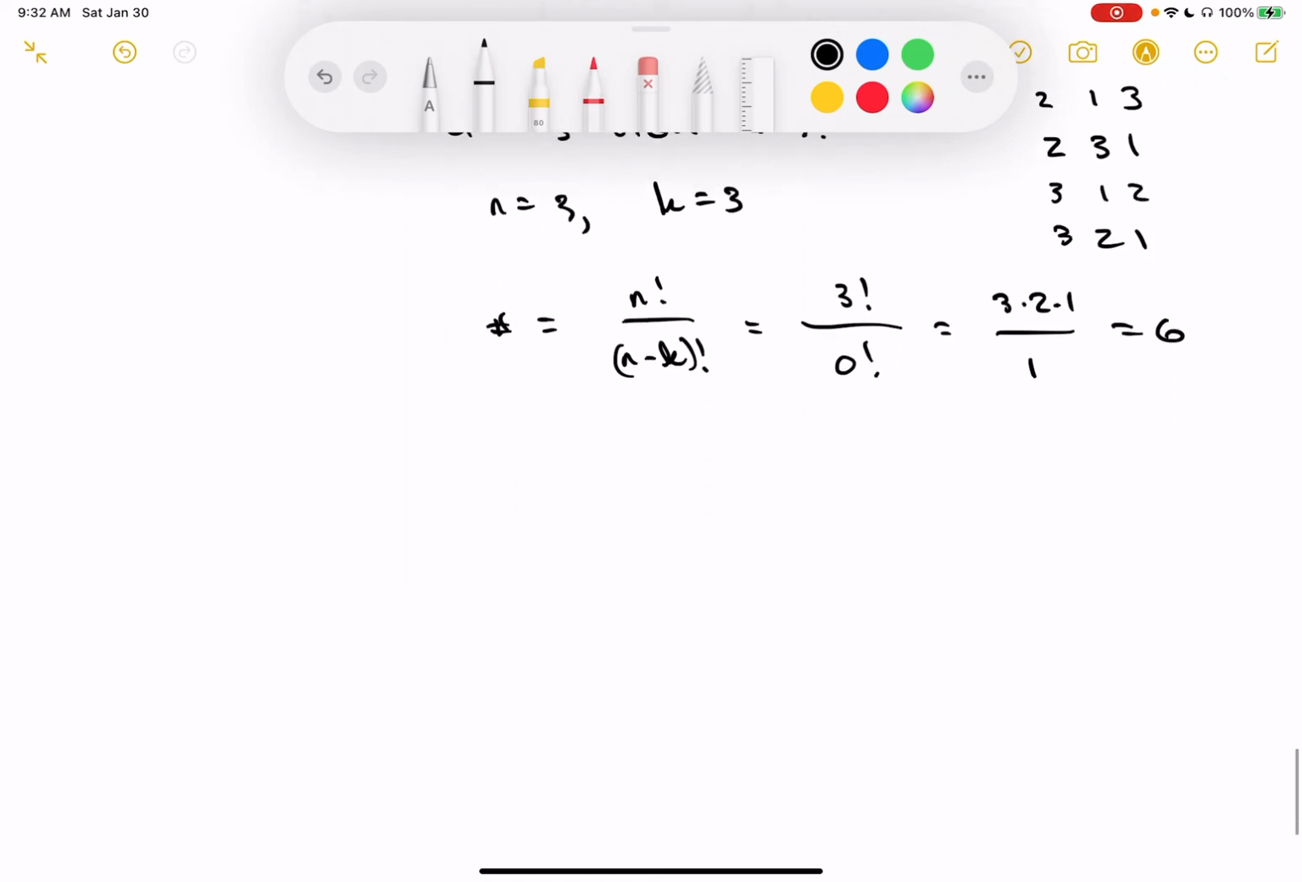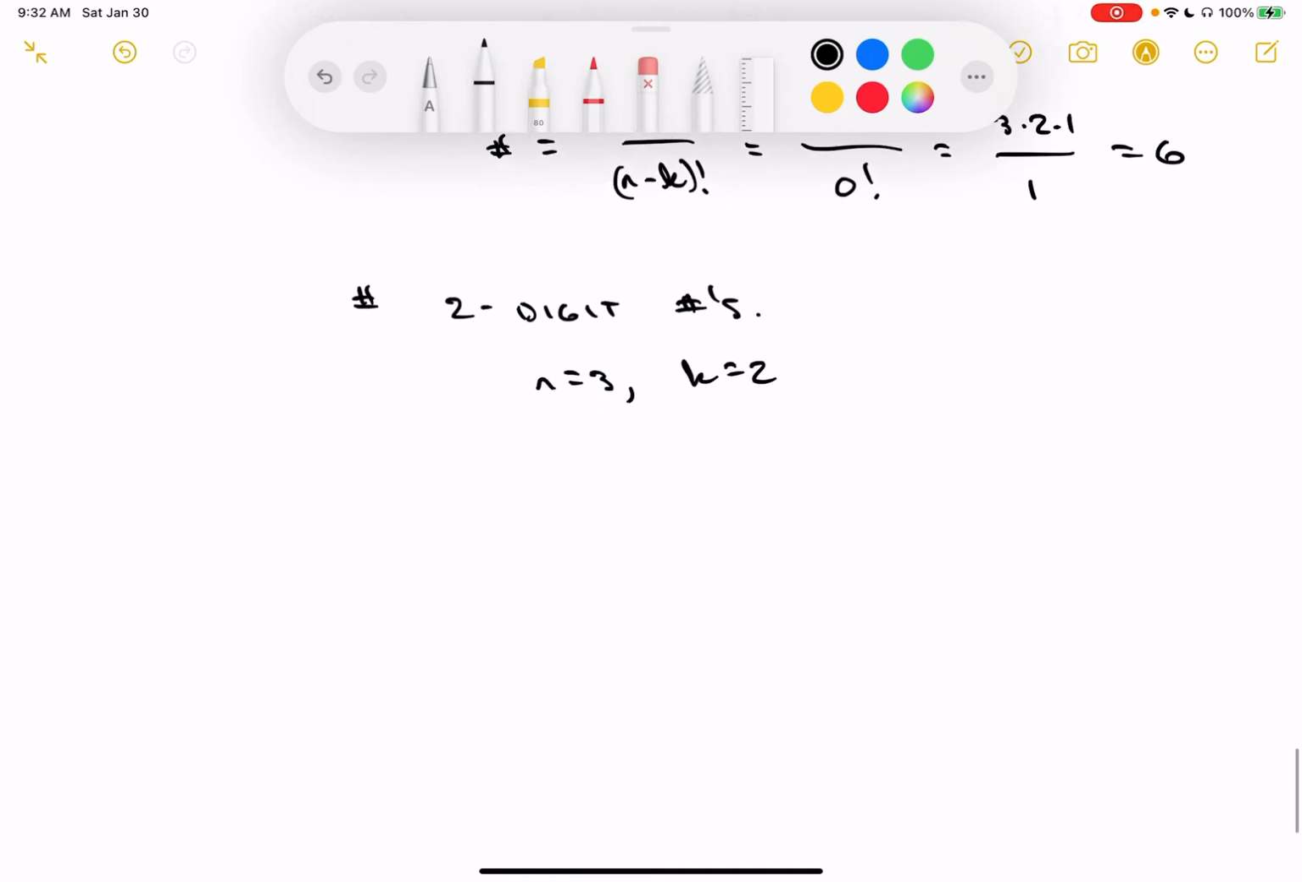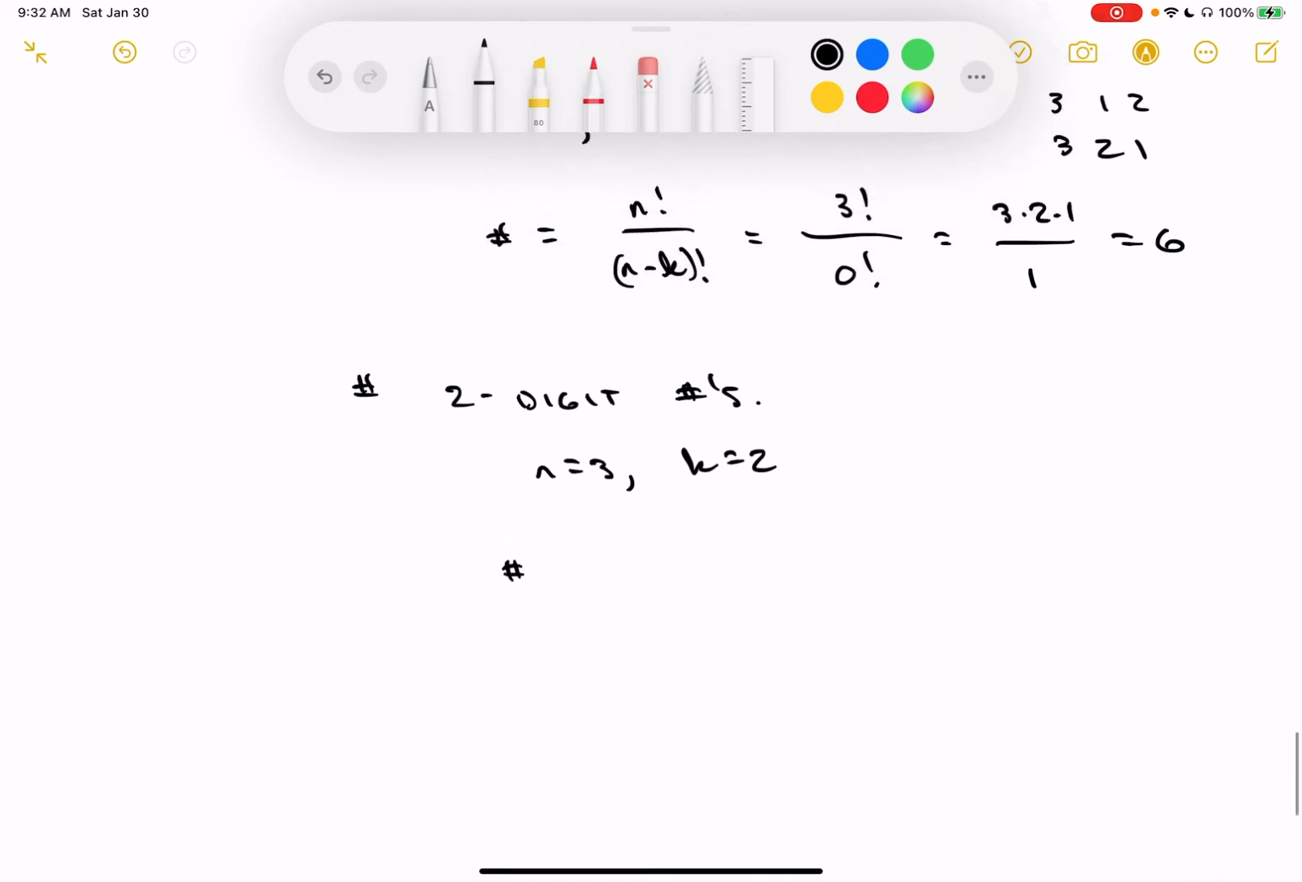Let's modify this slightly. Let's think of the number of 2-digit numbers that are possible out of this. In this particular case, we're still drawing from 3, but we only need 2 of them. So we're only going to draw 2. We're still drawing without replacement. And if we go through and find out the number of numbers that we get in that, we end up getting what?